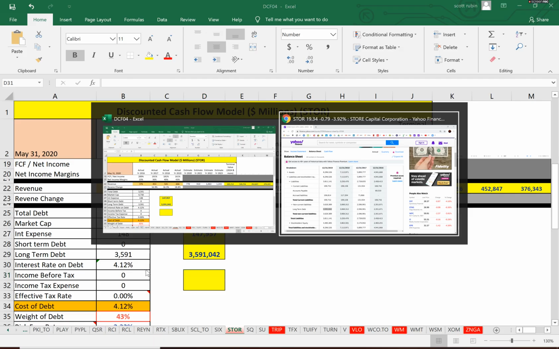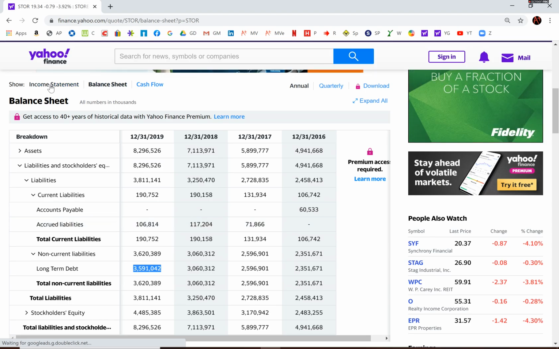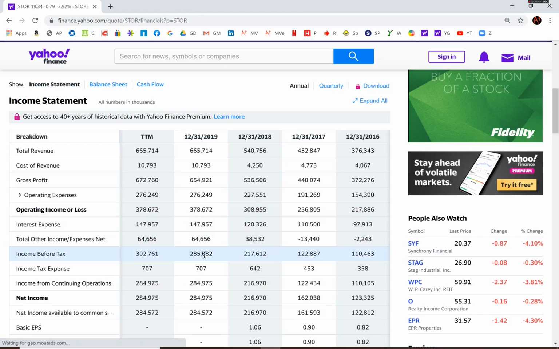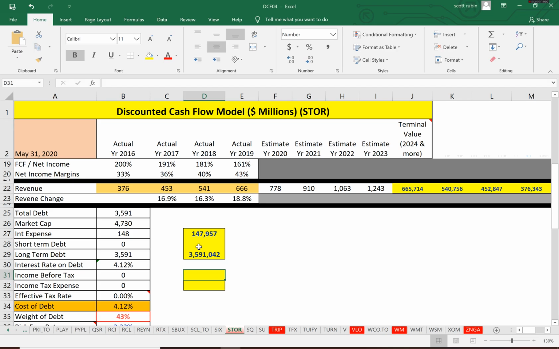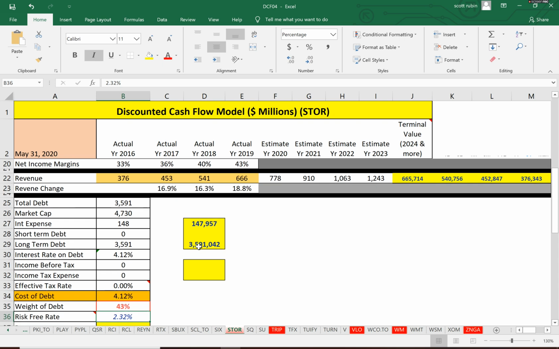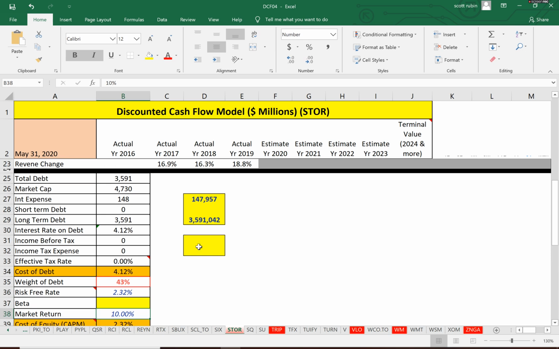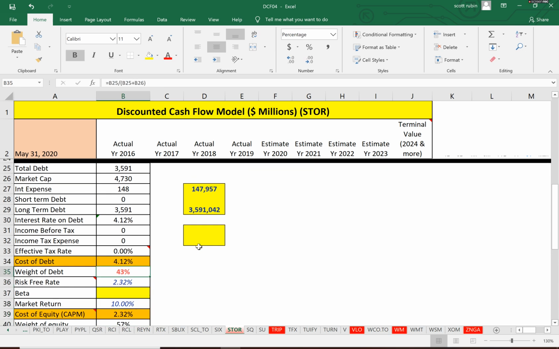But interest payments are tax deductible, so let's find the effective tax rate. Oh, this is a REIT. REITs don't pay taxes, because 90% of the profits from a REIT get paid to the shareholders, and the shareholders pay the taxes on the dividend payments, not the REITs as a corporate entity. They have 43% debt in the capital structure, which is kind of high.